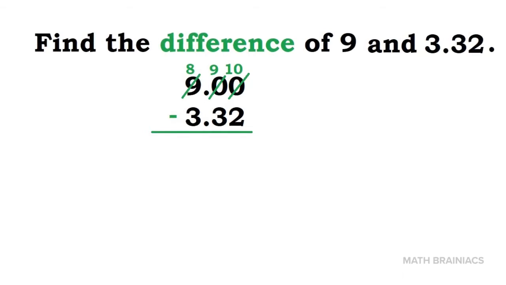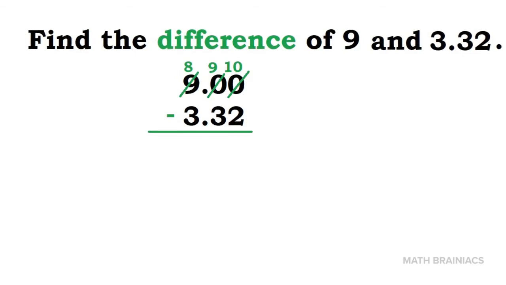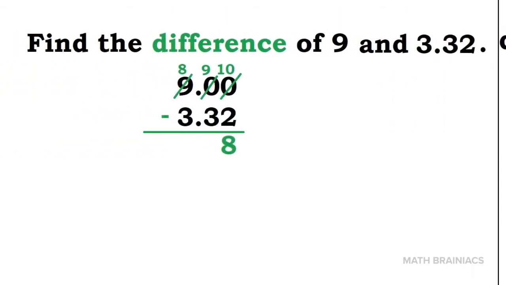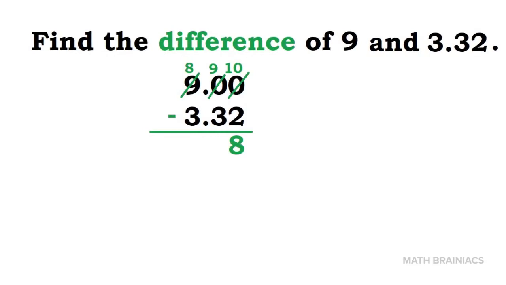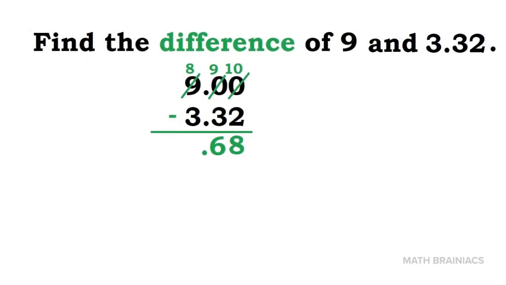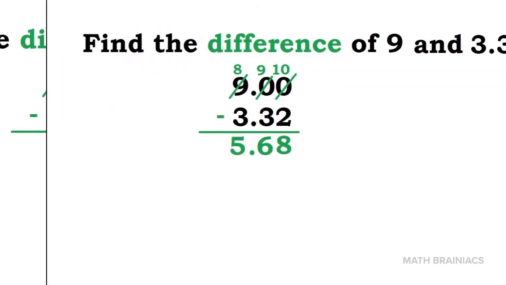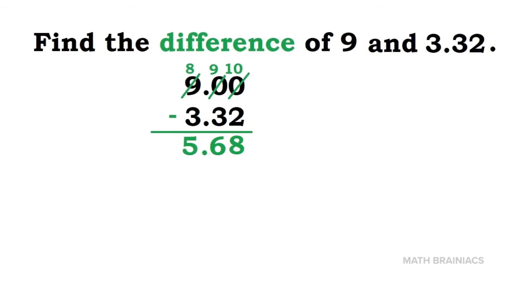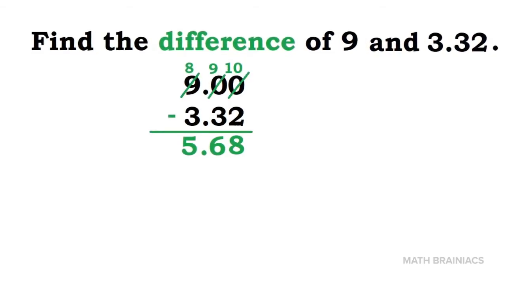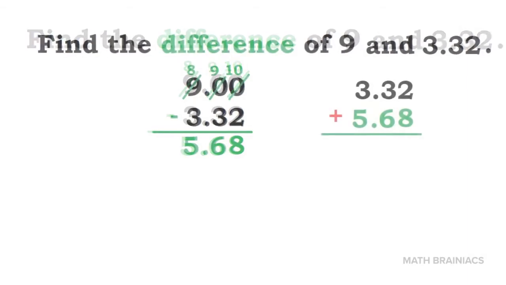Since we cannot borrow 1 from the 0, we're going to borrow 1 from the 9 so that the 10 can lend 1 to the 0, and it will become 9, while the 9 will become 8. Then we can start the subtraction process. 10 minus 2 will give us 8. 9 minus 3 will give us 6. Then, write down the decimal point as aligned. And 8 minus 3 will give us 5. Accordingly, 9 minus 3.32 will give us 5.68.